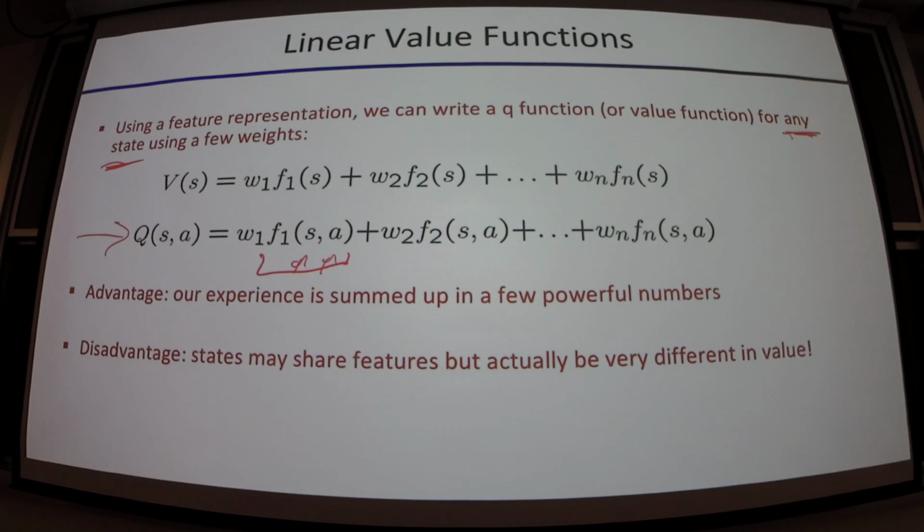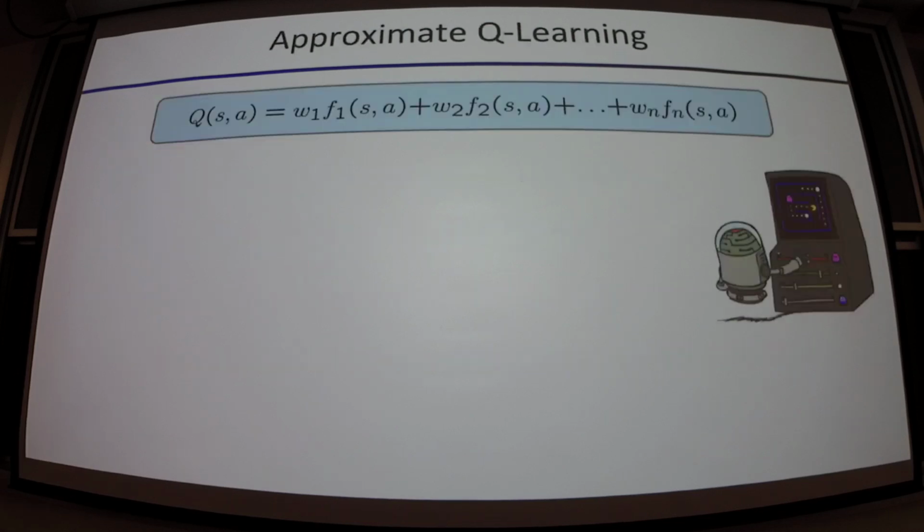Okay, so the advantage here is that we're summing up the entire experience of life as Pac-Man in a few very powerful numbers. But states might share features and be very, very different in values, and this isn't going to encode that information, right? So this is almost approximate Q-learning, and that word approximate is there for a reason. Okay, here we are. Now we're going to substitute our Q value lookup table with this function. The Q value of a state action pair is defined by a linear combination, with varying weights, of these arbitrary feature functions that we've defined based on our intuition. Does this make sense?